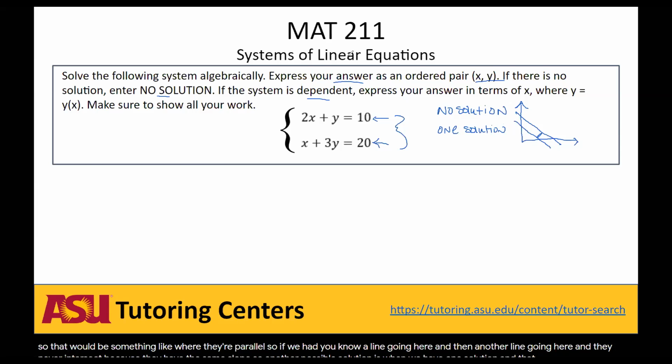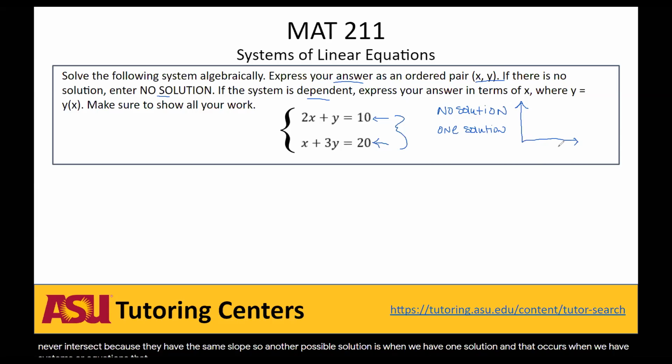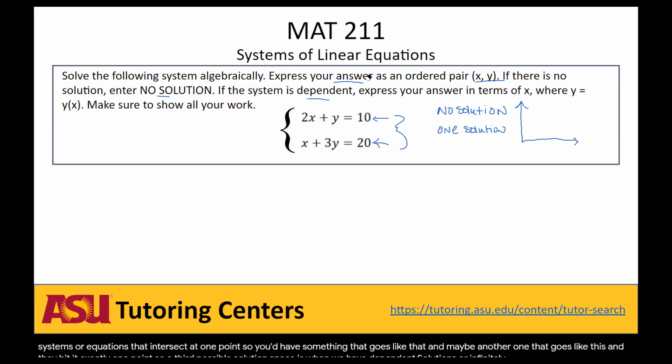So another possible solution is when we have one solution. And that occurs when we have equations that intersect at one point. So you'd have something that goes like that, and maybe another one that goes like this, and they hit at exactly one point.